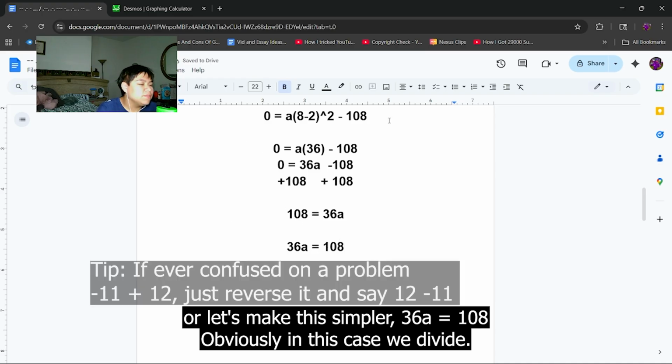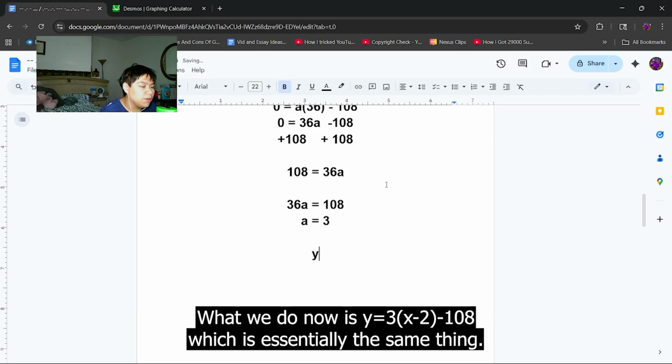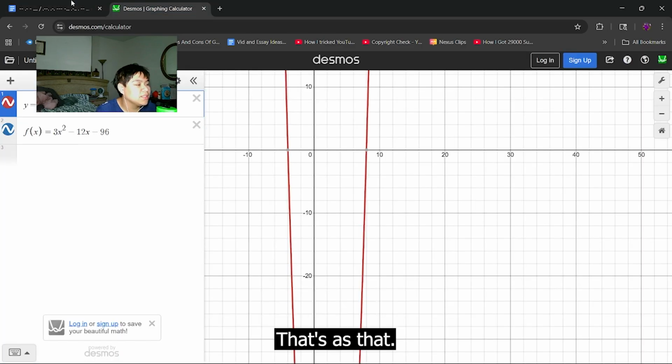Obviously, in this case, we divide. So 108 over 36 simply is 3. So a equals 3. What we have now is y equals 3(x minus 2) squared minus 108, which is essentially the same thing as that.